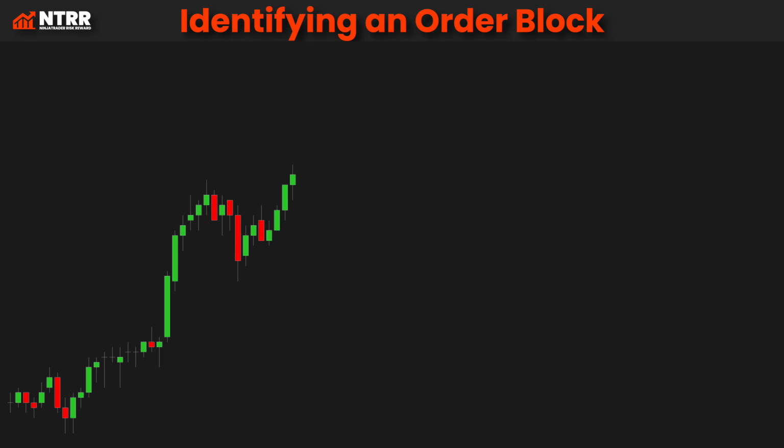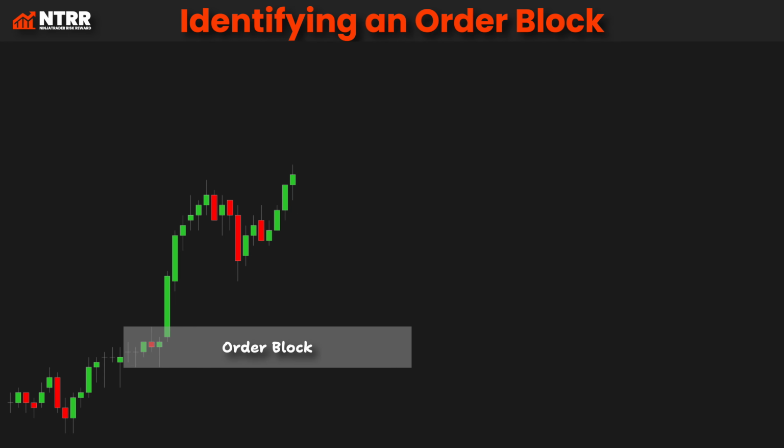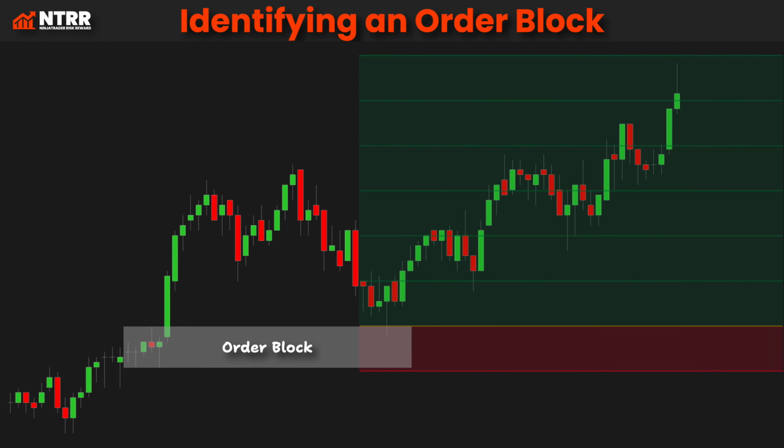Imagine the price shoots up after consolidating in a tight range. That consolidation zone, marked by the last bearish candle before the bullish breakout, is a potential order block. When price returns to this level, it often presents a high-probability trading opportunity as institutions may defend their positions.